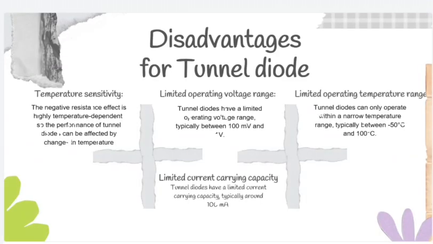Disadvantages of tunnel diodes include temperature sensitivity. The negative resistance effect is highly temperature dependent, so the performance of tunnel diodes can be affected by changes in temperature. Limited operating voltage range. Tunnel diodes have a limited operating voltage range, typically between 100 mV and 1 V. Limited operating temperature range. Tunnel diodes can only operate within a narrow temperature range, typically between -50 degrees Celsius and 100 degrees Celsius. Limited current carrying capacity. Tunnel diodes have a limited current carrying capacity, typically around 100 milliamperes.